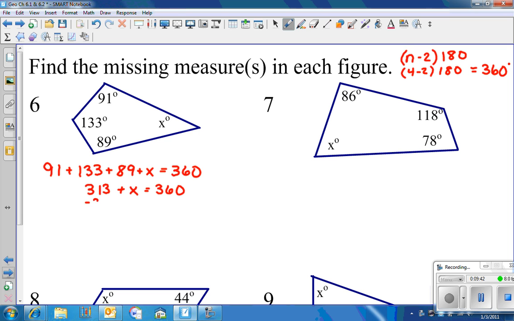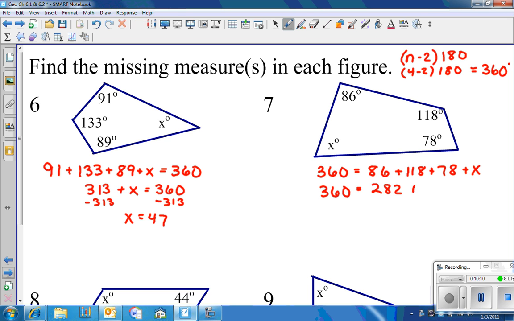Subtract 313 from both sides. And you get x equals 47. And I didn't write degrees because x already has a degree in the problem. Just solving for x. Same with this. 360 equals all of these added together. Combine like terms. Subtract the 282 from both sides. So x equals 78.